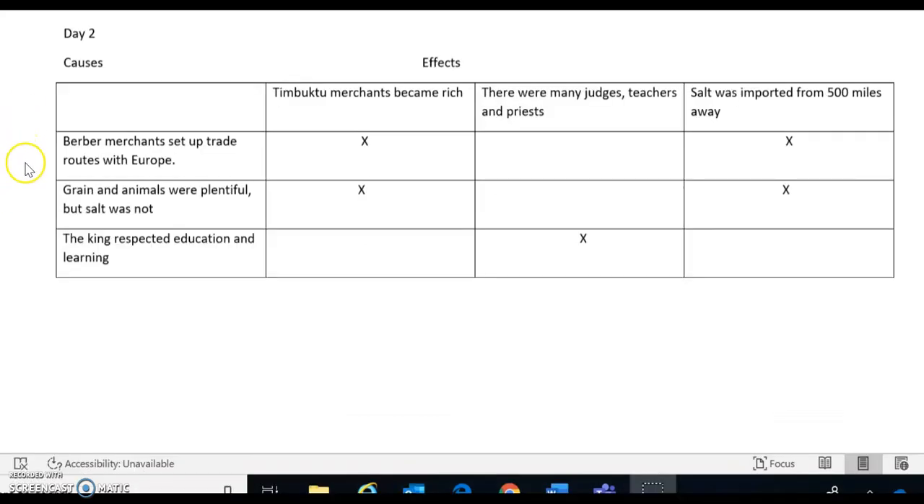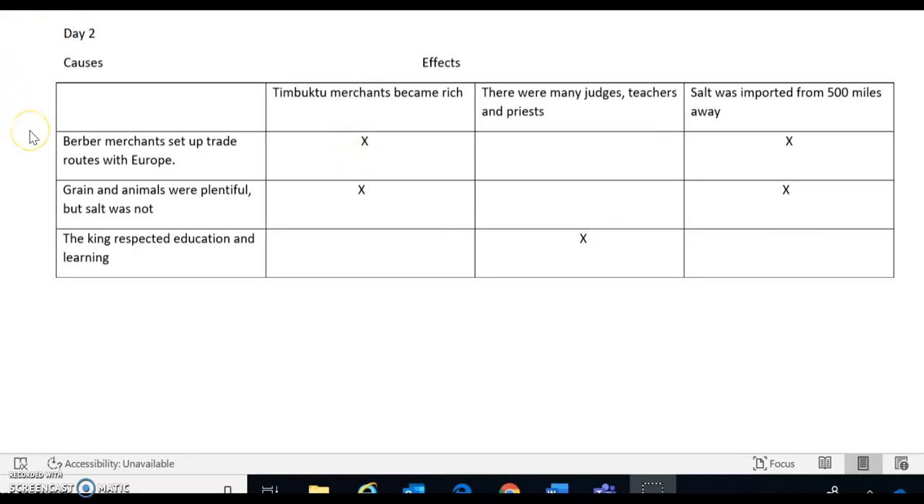So my answer was the effect of Berber merchants setting up trade routes with Europe was that Timbuktu merchants became rich and salt was imported from 500 miles away. The cause was grain and animals were plentiful, but salt was not. The effect was Timbuktu merchants became rich. Also, salt was imported from 500 miles away. The third cause is the king respected education and learning, and the effect was there were many judges, teachers, and priests. All right, so that concludes our completing the graphic organizer.